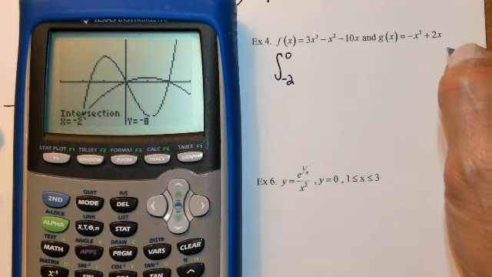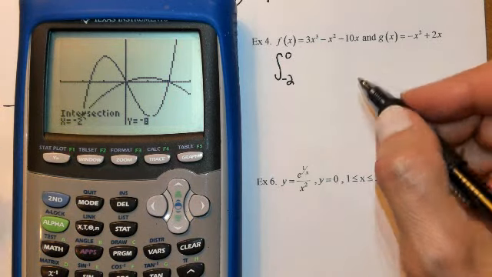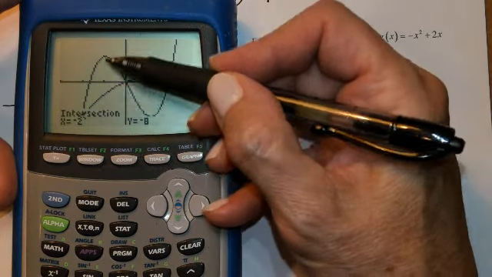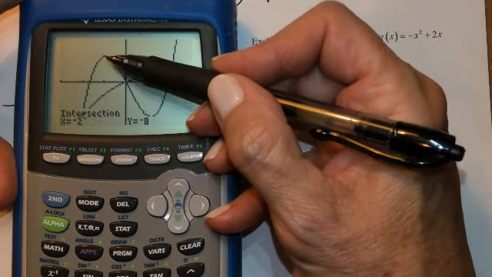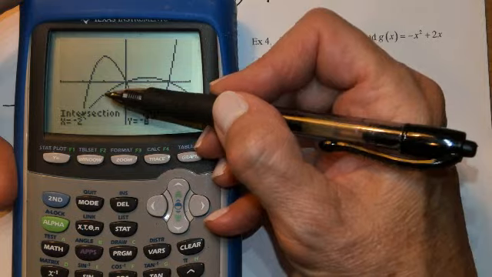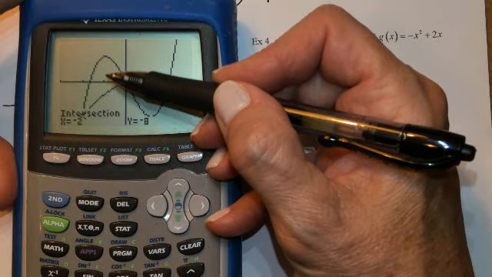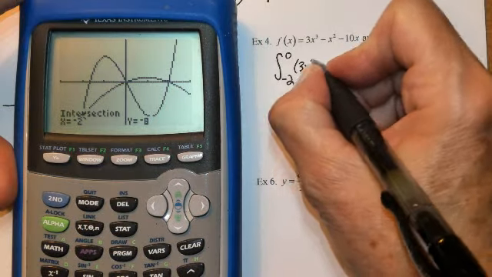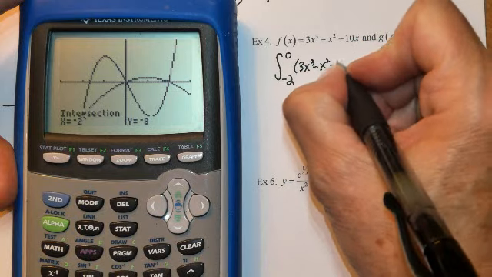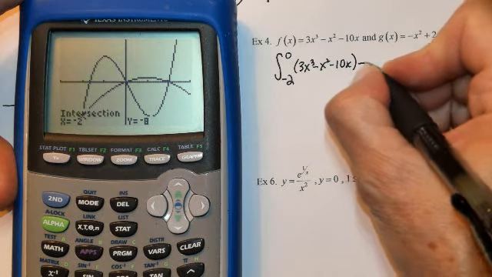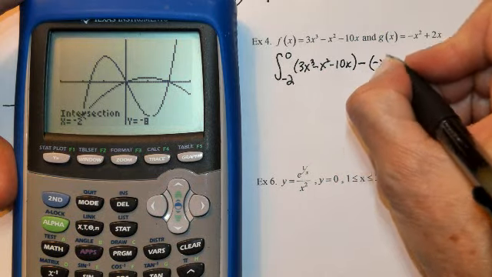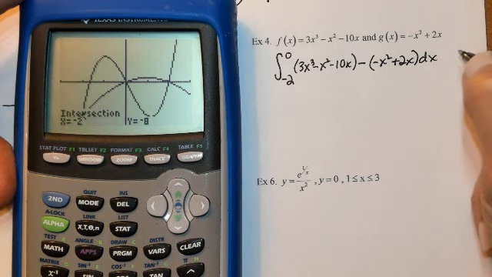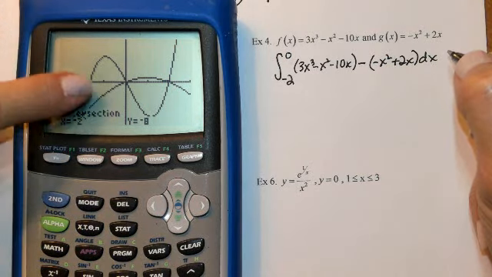Okay? And for that curve, think of a rectangle here. What's the height of your rectangle? The height of your rectangle is your top minus your bottom, right? So this is the cubic minus the parabola. So this will be 3x cubed minus x squared minus 10x minus negative x squared plus 2x, dx. And that will give us the area of this region.